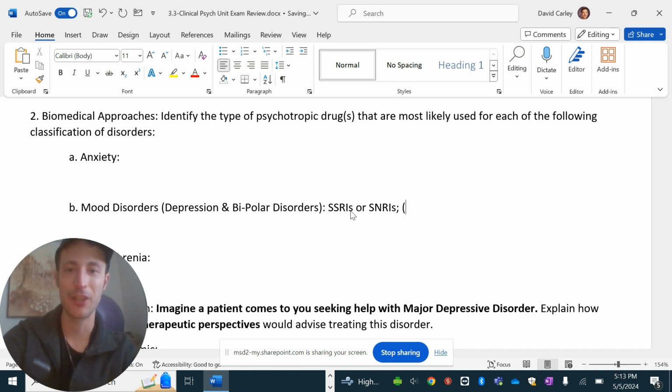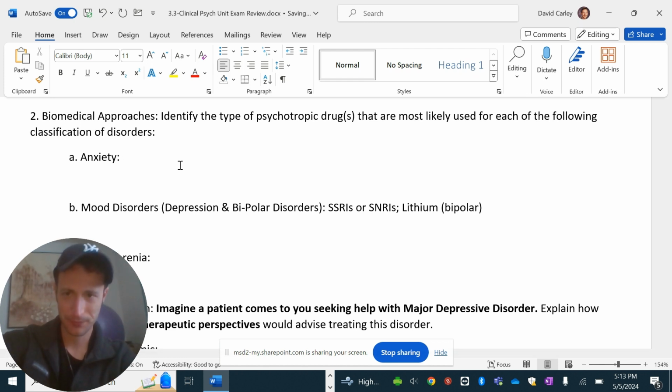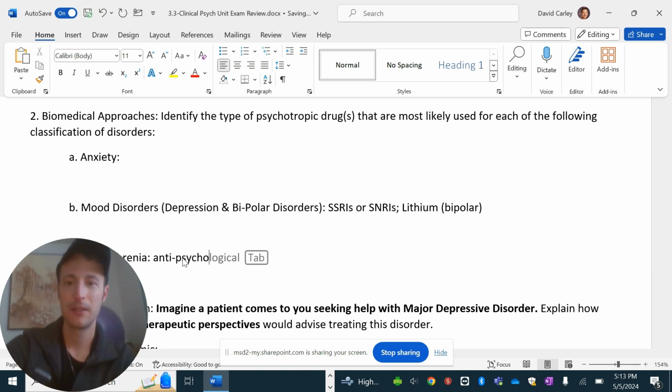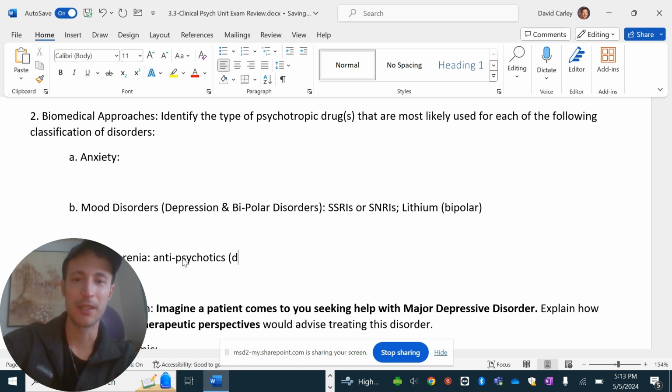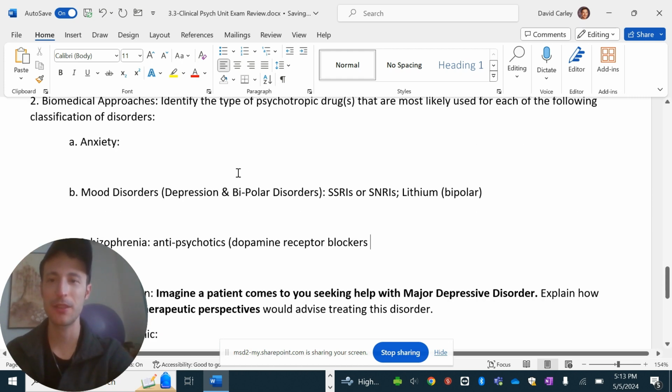Also, there's lithium for bipolar disorder. And then for anxiety, we generally have benzodiazepines, so things like Valium. And then for schizophrenia, we have antipsychotics. So those are going to be mostly dopamine receptor blockers. Okay. So knowing just the categories that treat those and then which example of each one.